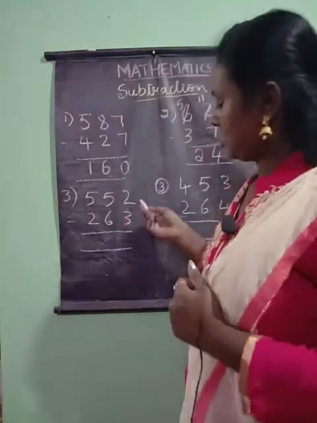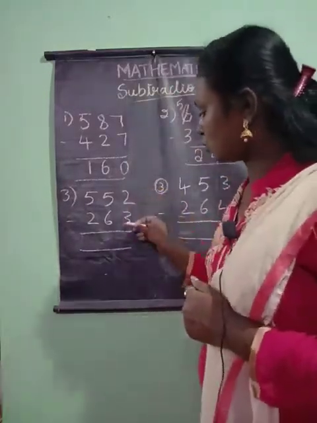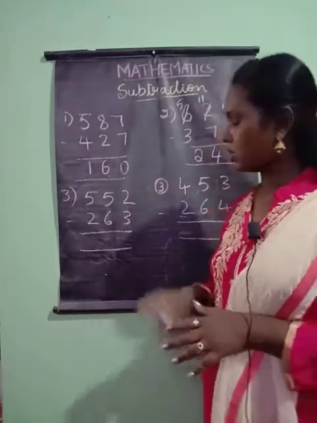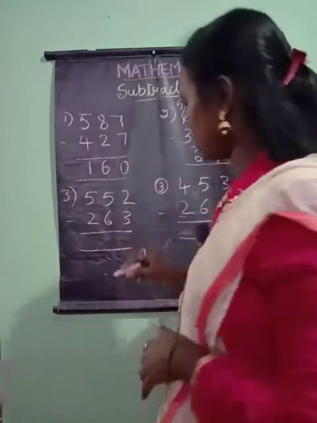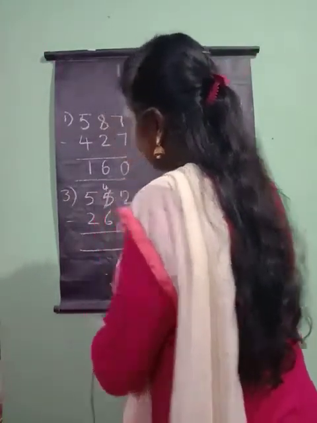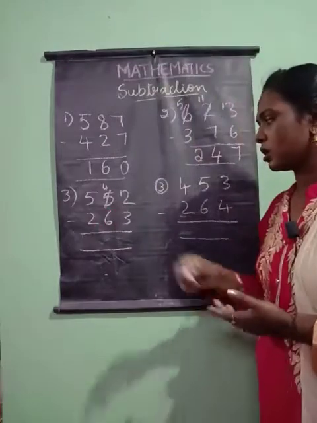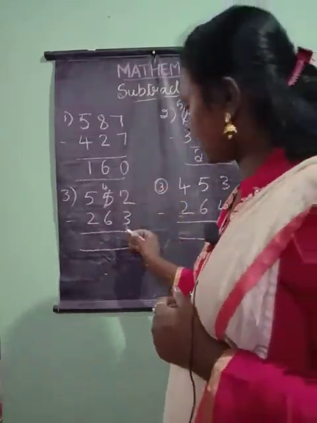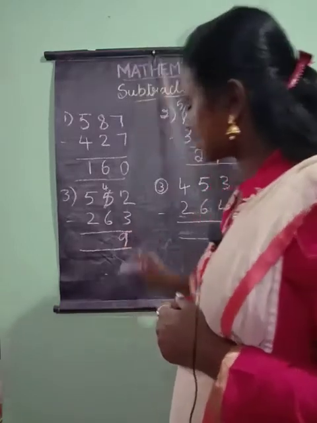Next, here I have 2. From 2, is it possible to subtract 3? No, right? Because 3 is greater than 2. So let us take carry from 5. 5 becomes 4 and 2 becomes, sorry, 12. From 12, if I subtract 3, I'll get 9.